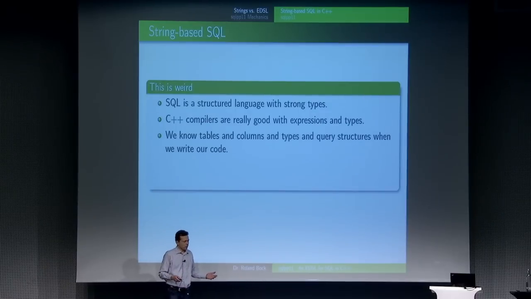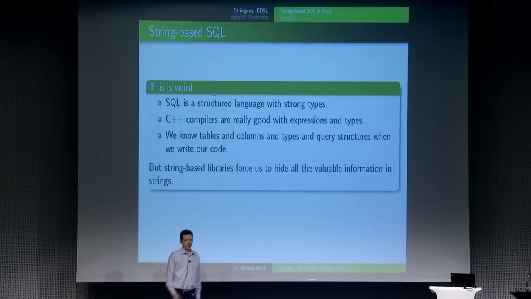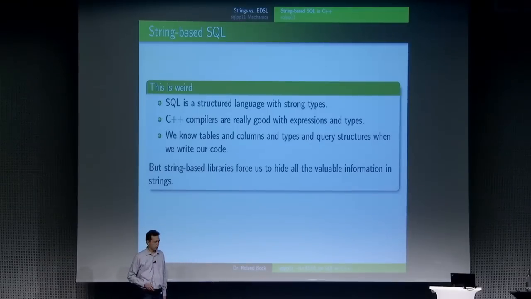But what we do, in these libraries, is, well, we have all this knowledge. We know our tables, we know our columns, we know the types of the columns, we know what kind of expression we're writing. We know that when we are comparing apples and oranges, this is wrong, because we have all this knowledge. But what we do is we put everything in strings, character by character. We throw away all this useful information and give the compiler nothing to work with. Right? It's all just flat, one byte more boring than the other.